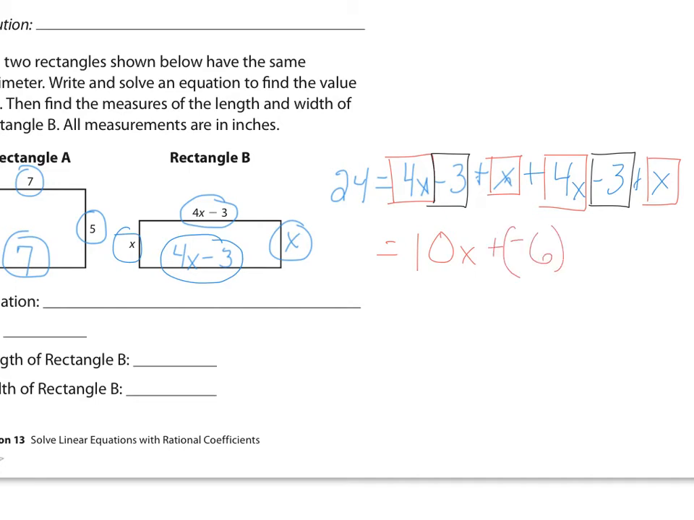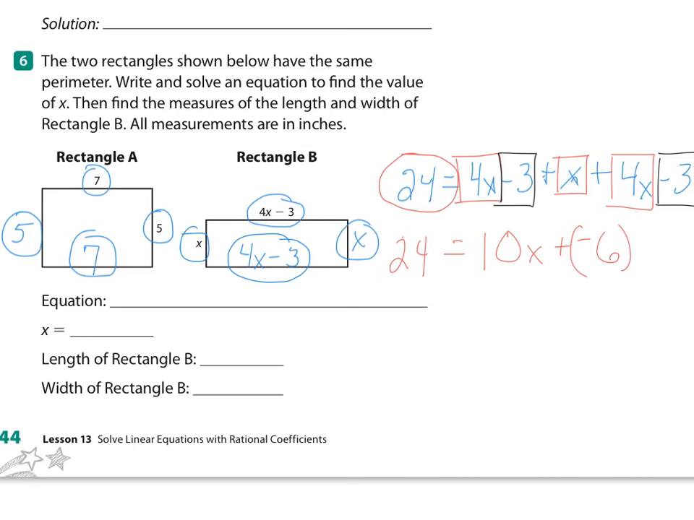So my equation, remember, rectangle A had a perimeter of 24. Rectangle B, we could say, has a perimeter of 10x plus a negative 6. So the equation: 24 equal to 10x plus a negative 6. Then it says find the value of x.